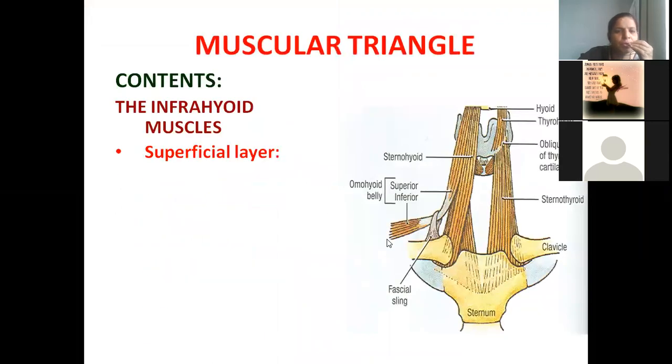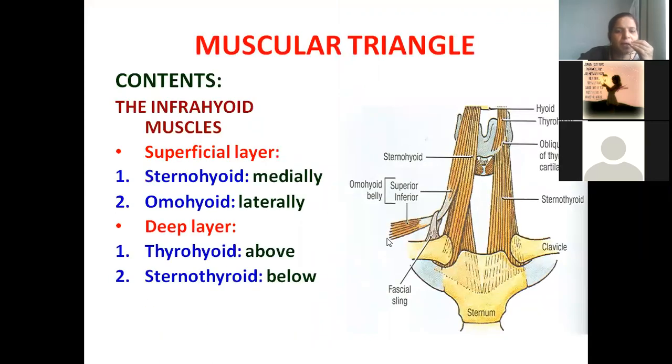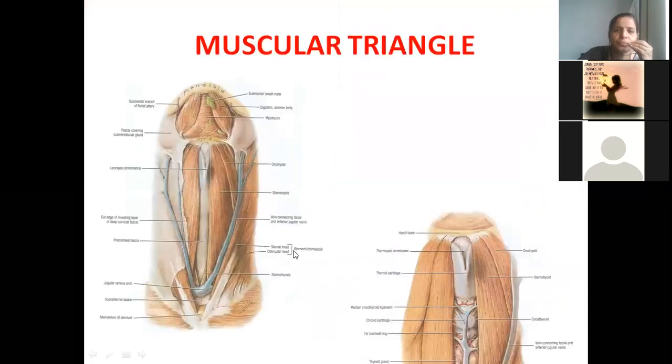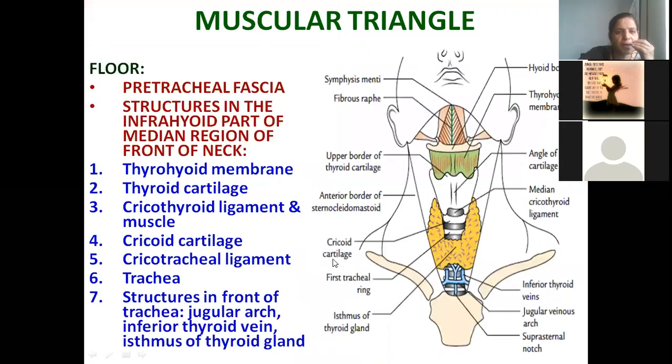So the infrahyoid muscles we see here. The first layer has sternohyoid and omohyoid. Below that we have thyrohyoid, then sternothyroid. That is all about the muscular triangle.